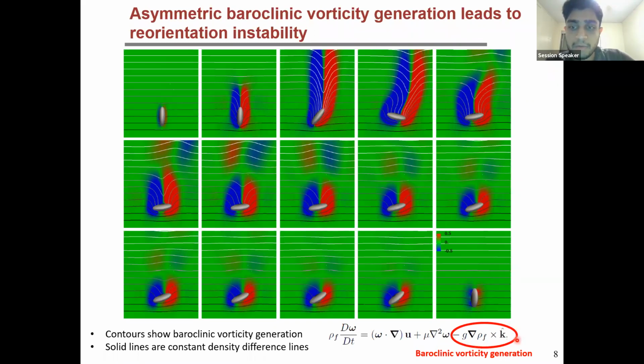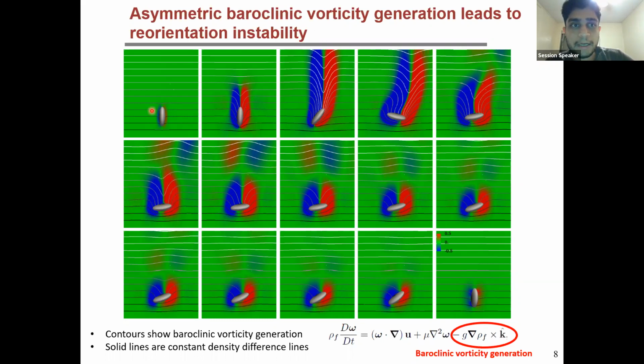This term is not present in a homogeneous fluid and present in a stratified fluid because we have this misalignment of density gradient. So what happens in a homogeneous fluid is that as the particle settles, it accelerates and reaches a terminal velocity. And once it reaches a terminal velocity, it experiences vortex shedding, which basically takes place alternatively at either edges. And because of that, it basically settles in an orientation such that its broadside is horizontal.